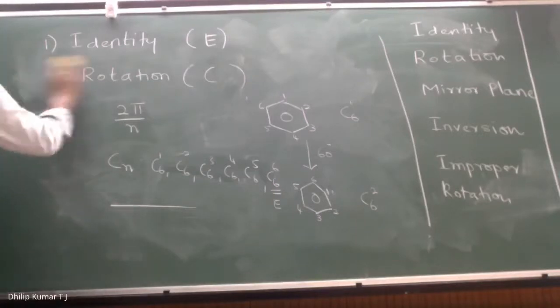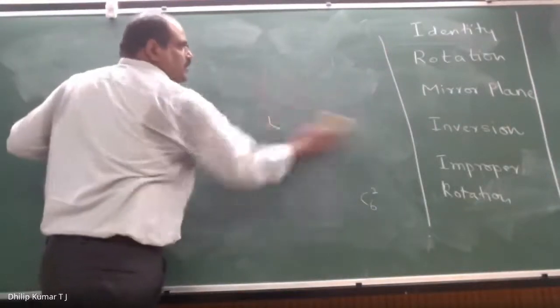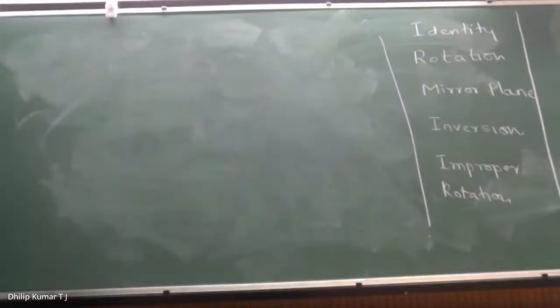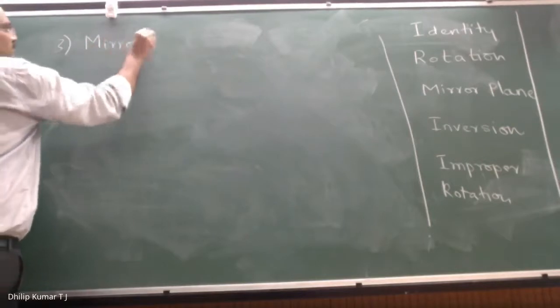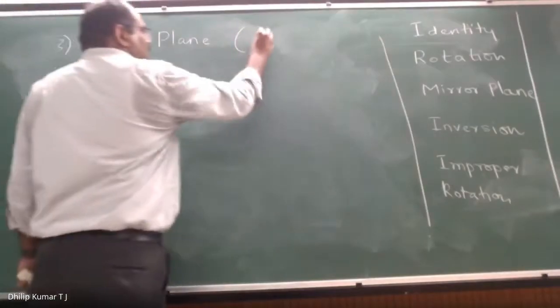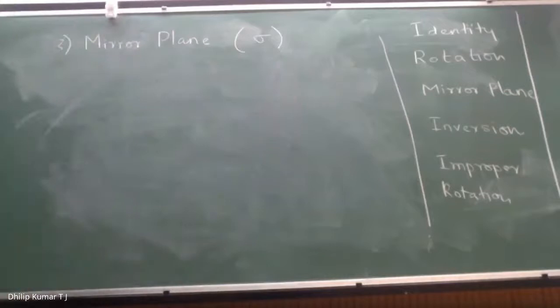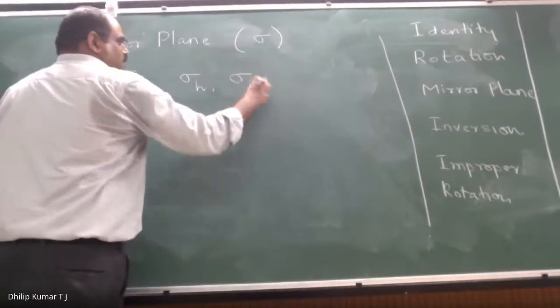Shall I go to the next topic, the next operation? Third is the mirror plane. What is the symbol for mirror plane? Sigma. What are the possible mirror planes in the molecule? Vertical, horizontal, dihedral. It is sigma v, sigma h and sigma d.